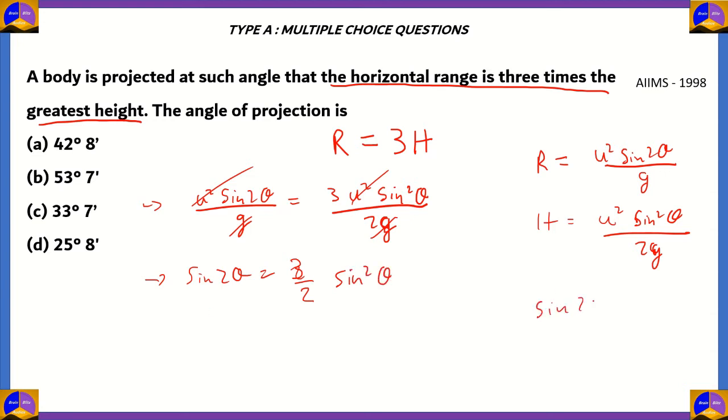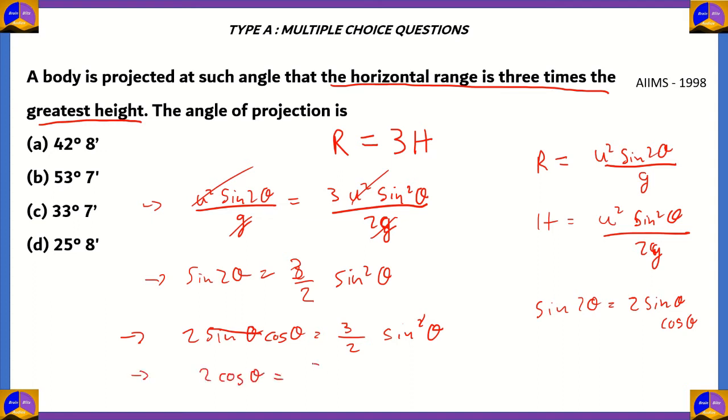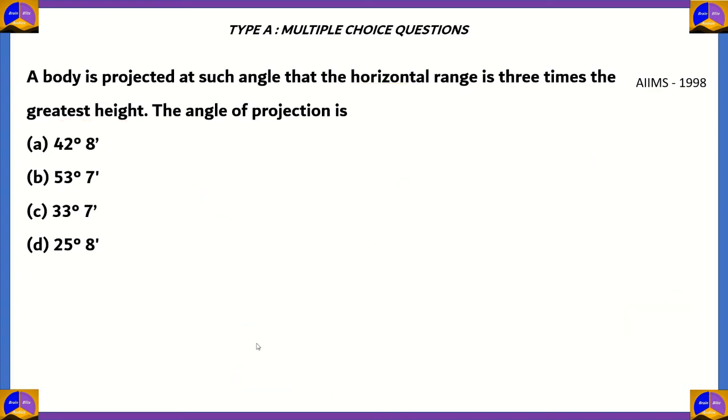Sine 2 theta can be written as 2 sine theta cos theta. Therefore, we can write 2 sine theta cos theta is equal to 3 by 2 sine square theta. So sine theta and sine theta get cancelled, and you get 2 cos theta is equal to 3 by 2 sine theta. Now what we're going to do is take 2 to the right-hand side and sine theta to the left-hand side.